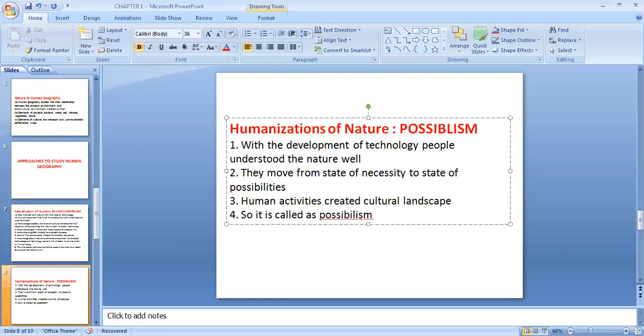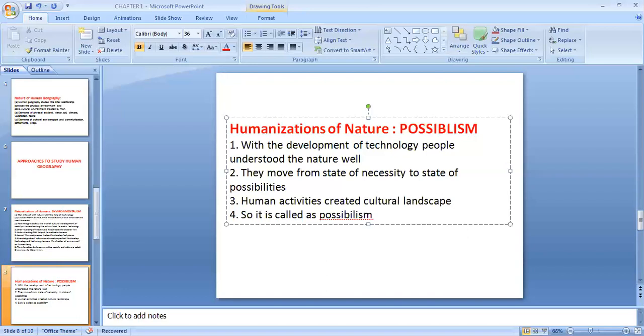And this school or this approach was first given by one geographer, a French scholar, Louis Febvre. Louis Febvre first used the term possibilism in his book, which is known as A Geographical Introduction to History.